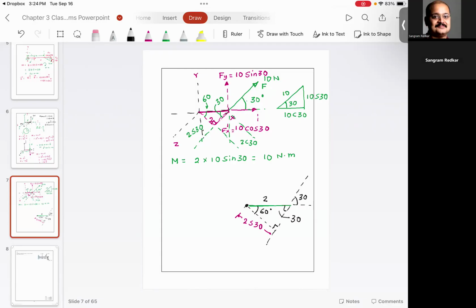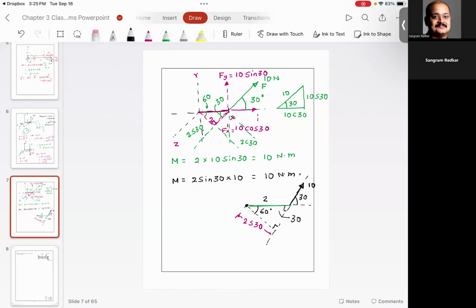And the force, which is like this, is 10. Now the moment is 2 sine 30 multiplied by 10, which is 10 Newton meter. My question to you is, in what direction is this moment going to be? It would be about z. Whether this moment is going to be positive or negative.